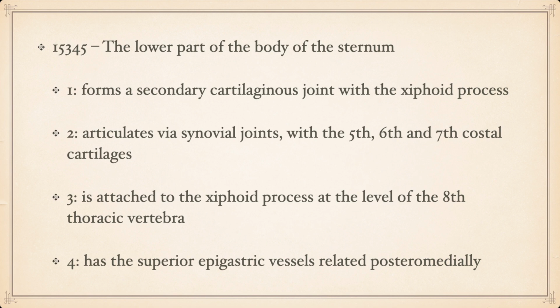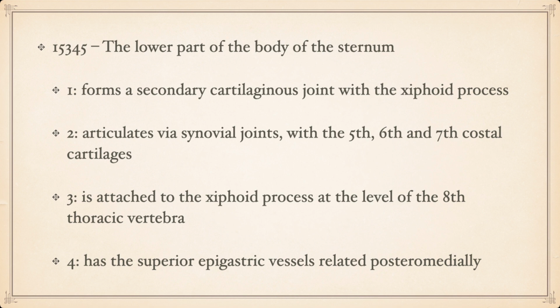Well, here's a couple more questions. We'll quickly go through them, but I'll just tell you what the answers are. You can pause it when you come to reviewing it if you like. The lower part of the body of the sternum: 1, forms a secondary cartilaginous joint with the xiphoid process. That is true. Remember we said it was secondary cartilaginous. 2, articulates via synovial joints with the 5th, 6th and 7th. Yes, it does.